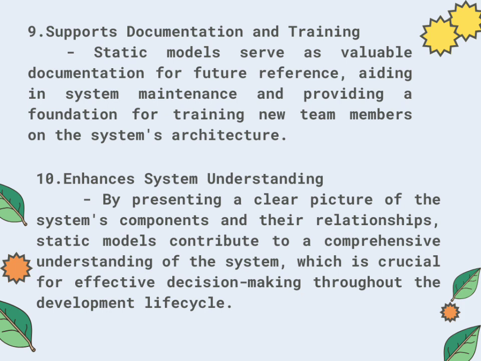Nine is support for documentation and training. Static models serve as valuable documentation for future reference, aiding system maintenance and providing a foundation for training new team members on the system architecture. Next is enhanced system understanding. By presenting a clear picture of the system components and their relationships, static models contribute to a comprehensive understanding, which is crucial for effective decision making throughout the development life cycle.